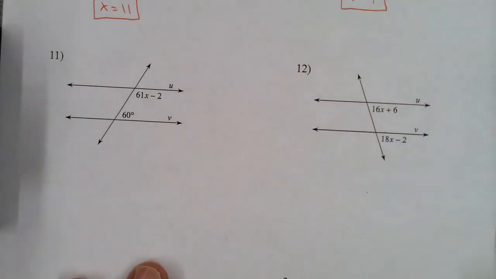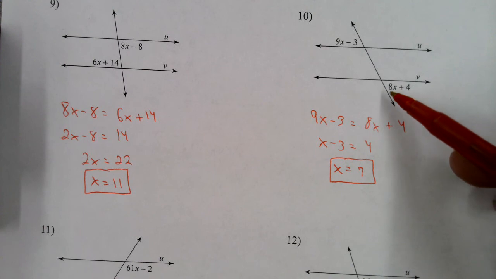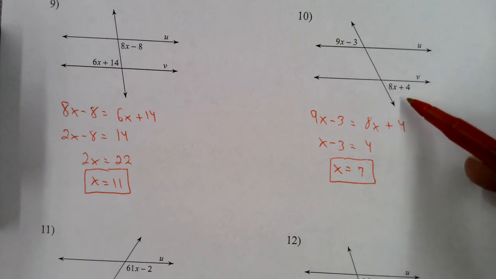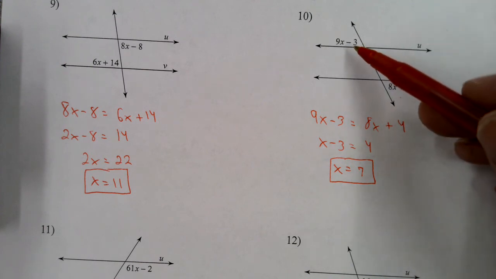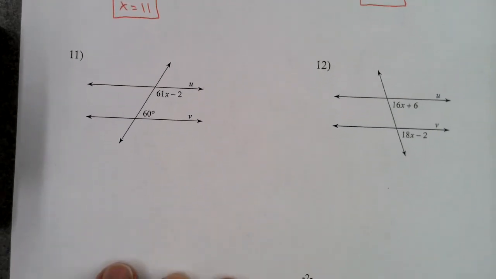Number 11, these are same side interior angles. Again, if you want to check 10, you can check if you want. 8 times 7 is 56, plus 4 is 60. 9 times 7 is 63, minus 3 is 60. But anyway, back to 11.